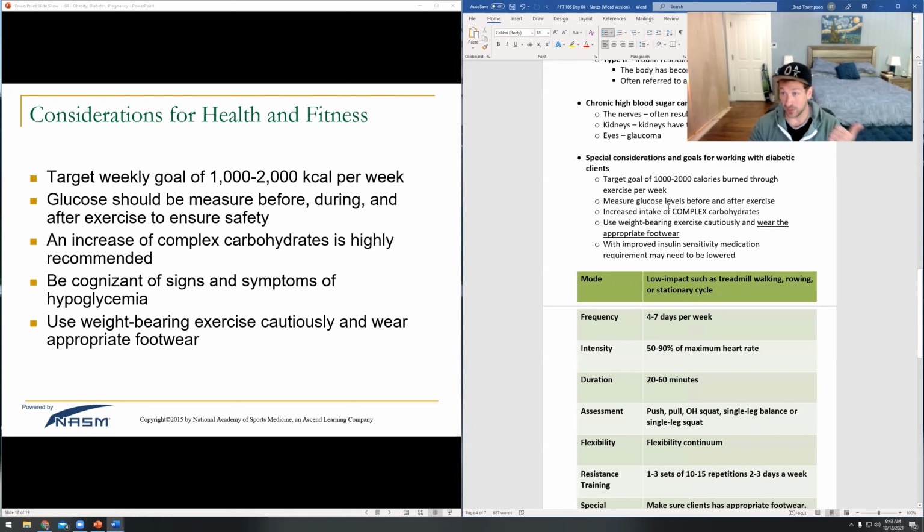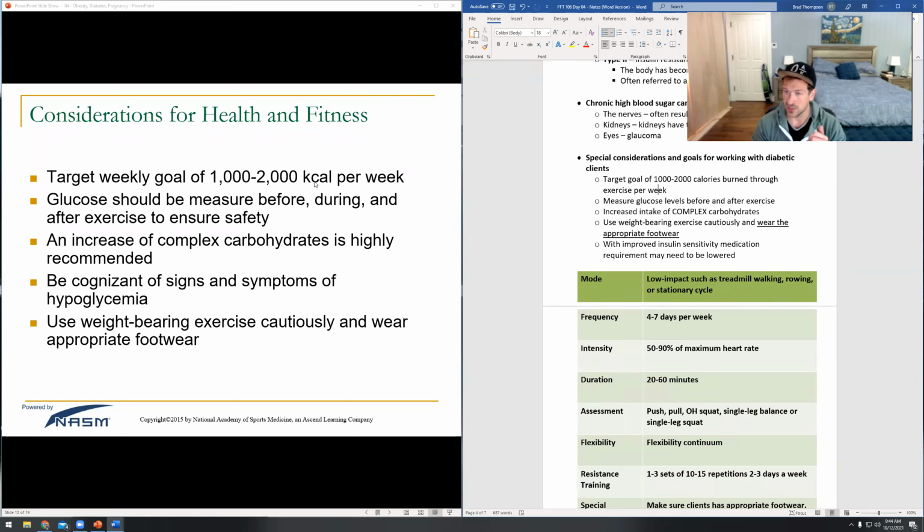So that's one consideration. Try to aim for about 1,000 to 2,000 calories of exercise burned. And that's been really easy with heart rate monitor watches and things like that. That technology has made it a lot easier for us to track that kind of thing.